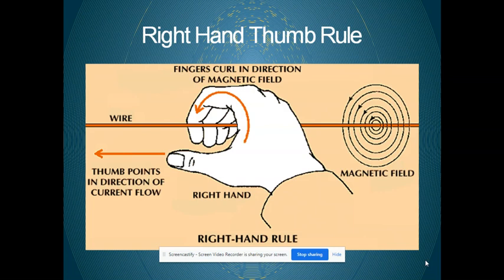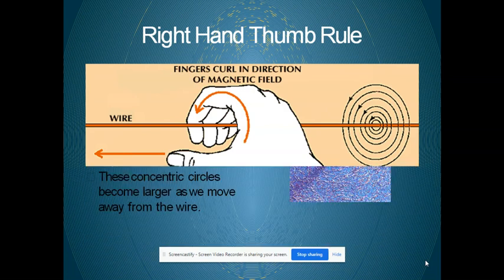As you can see in the diagram, a person is holding a current carrying wire in such a way that the thumb points in the direction of current. Then the direction of curling of fingers is the direction of magnetic field. What does it mean? If fingers are wrapped in anti-clockwise direction, then the magnetic field is also in anti-clockwise direction. And if they are wrapped in clockwise direction, then the magnetic field will also be clockwise.